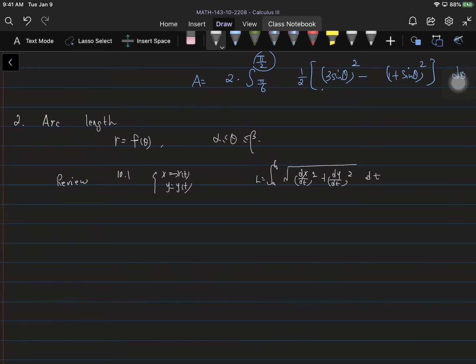So that's the formula. And right now we have r equals f(theta), so we have a similar thing. We have x equals r cosine theta, which is f(theta) cosine theta, and y equals r sine theta, which is f(theta) sine theta. This is similar to finding the tangent of the polar curve, right? When we find the tangent, we do the same way. So let's see, the parameter is theta.